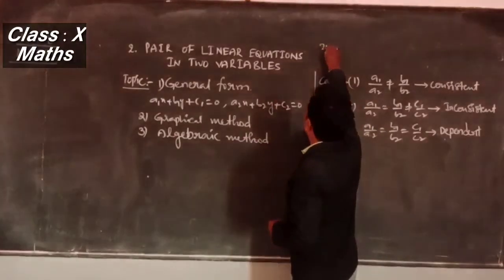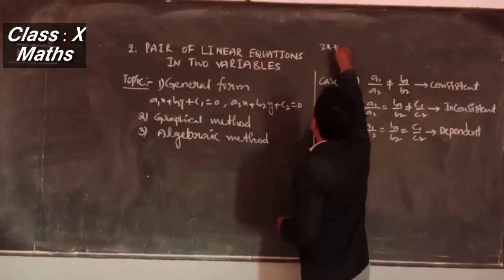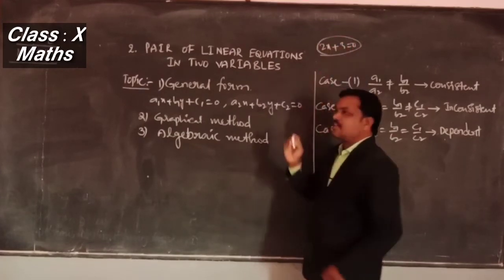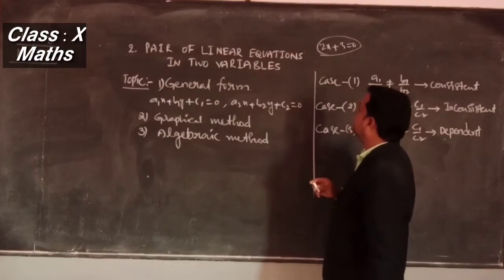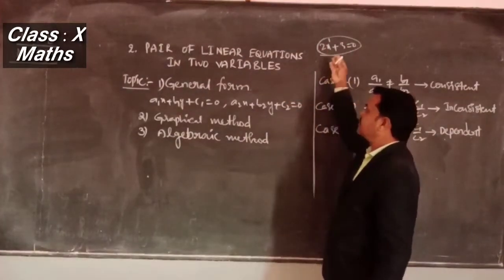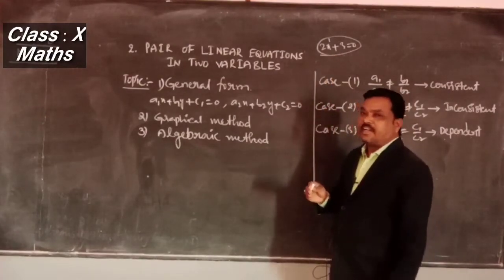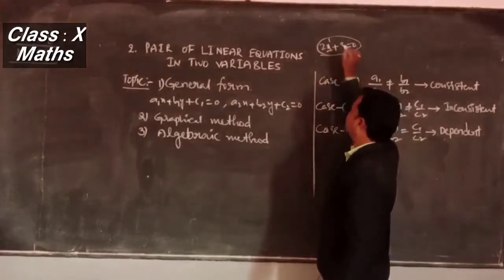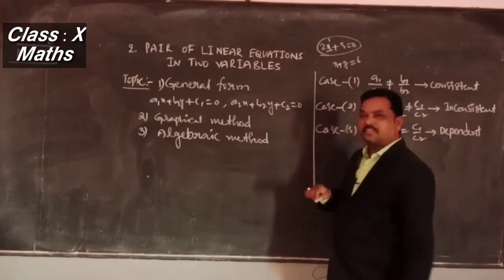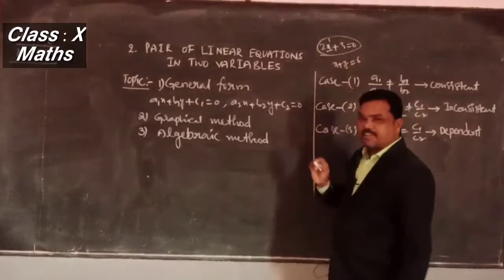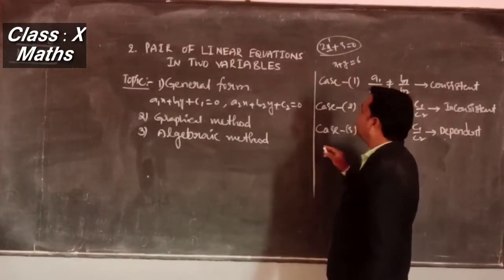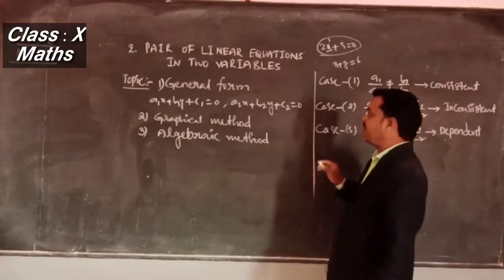Example: 2x plus 3 is equal to 0. This is a linear equation because the highest power is 1, and it is also a linear equation in one variable because only one x is there. In case x plus y is equal to 6, this is also a linear equation, but here two variables are there. This is called a linear equation in two variables.